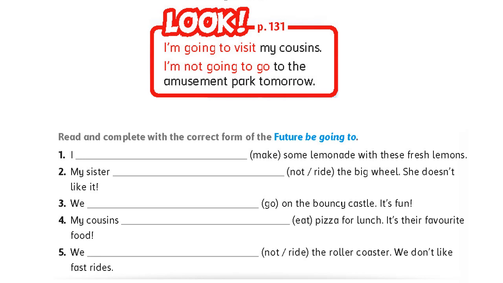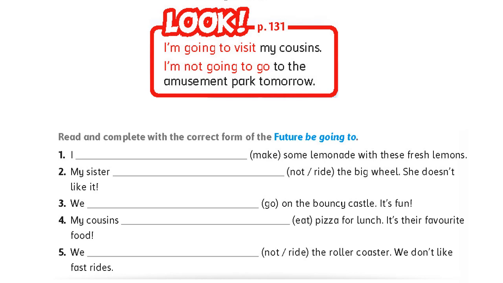Remember, is for he, she, it, and any singular, anyone. Am for I, are for they, we, you, and any plural. Let's try to complete with the correct form of future be going to.